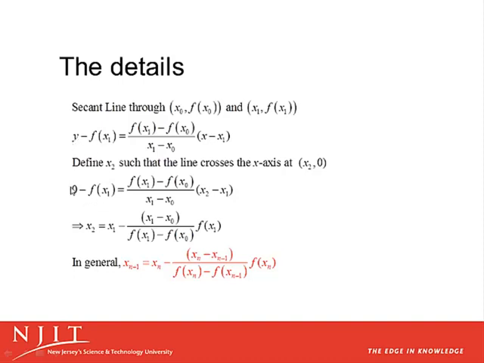So we just plug y equals 0, we plug x equal x2, and we solve for x2, and we get something that looks a lot like Newton's method, not surprisingly, that the new value should equal the old value minus the function value at the old point divided by a slope. Right? This is just like dividing by the slope, whereas in Newton's method we had f of xn over f prime of xn. Here we have f of xn divided by the slope of the secant line.